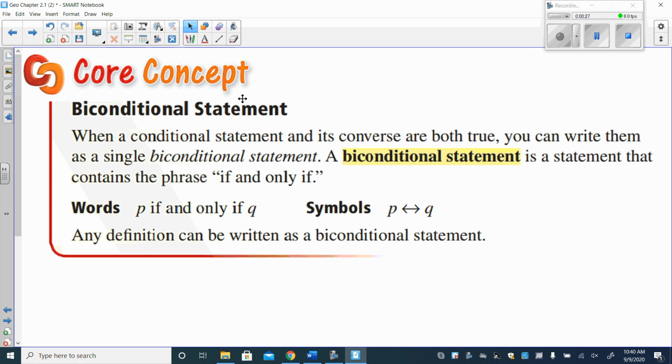When a conditional statement and its converse are both true, you can write them as a biconditional statement. A biconditional statement is a phrase that contains if and only if. So we don't have if this, then that. It's not an if-then. It's our if and only if. So we have two statements combined with if and only if.